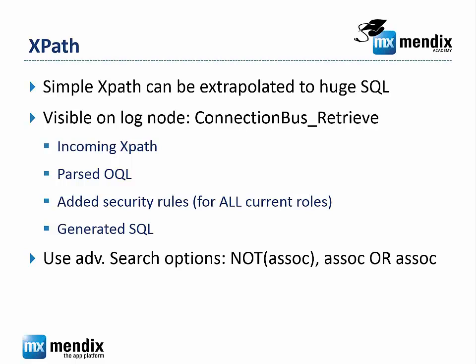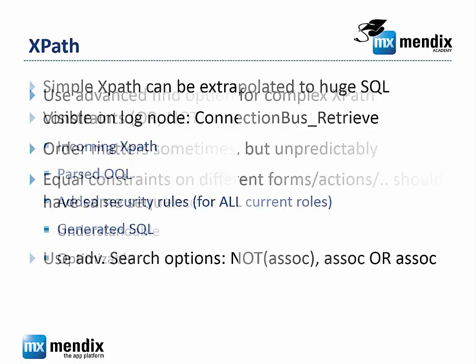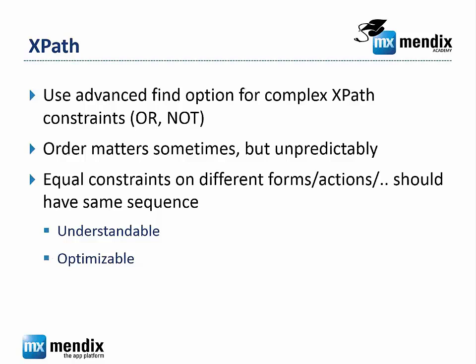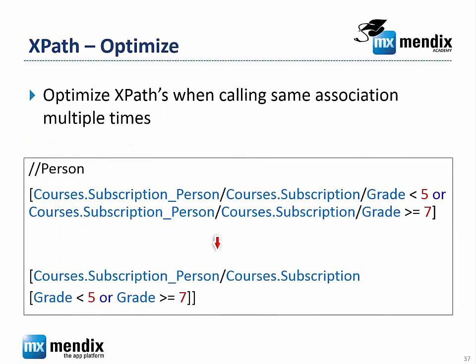It's always a good idea to use the advanced search options to identify not association or association. So, OR or NOT actions, just by the logic of it, require a lot of time. So it's really important to avoid using those statements or to optimize your XPath queries. The same concept that we do with XPath constraints applies to your Microflow and also to the forms. So you want to make sure that whenever you're using XPath constraints, your XPath constraint is understandable and optimizable.